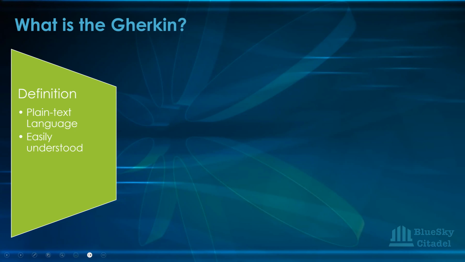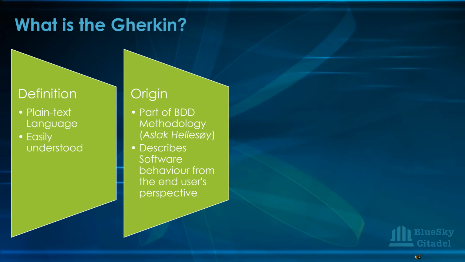Origin of the Gherkin. The origin of Gherkin, this originated as part of the BDD. So the BDD stands for Behavior-Driven Development Methodology. And it was developed by a guy called Aslak Hellesøy. Apologies if I've just murdered that name. And this development describes software behavior from the end user's perspective. So what it does is focusing on describing how the software should behave from the end user's perspective. As IT professionals, this is what should be our focus as well. Is the end user that is going to use this, whatever it is we're developing, the end user is going to use it at the end of the day.